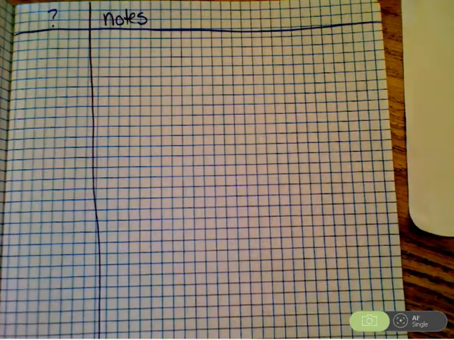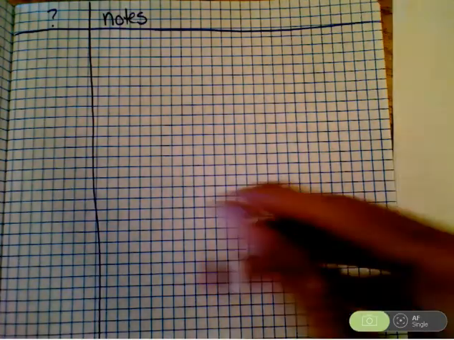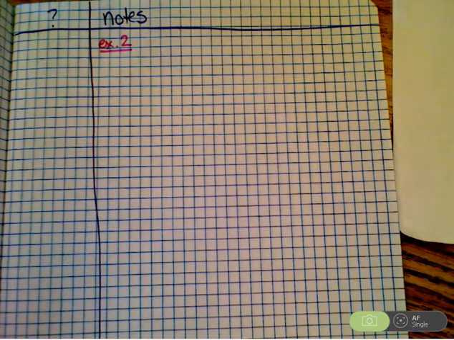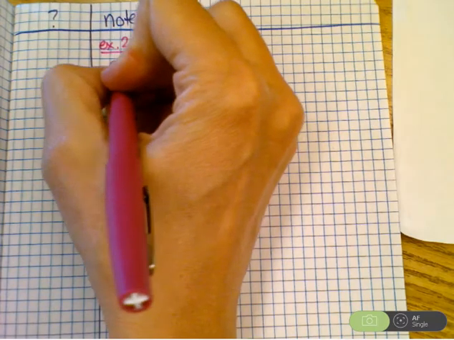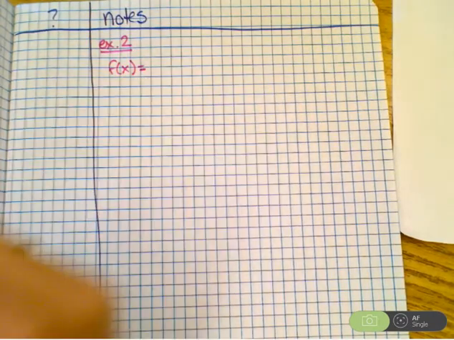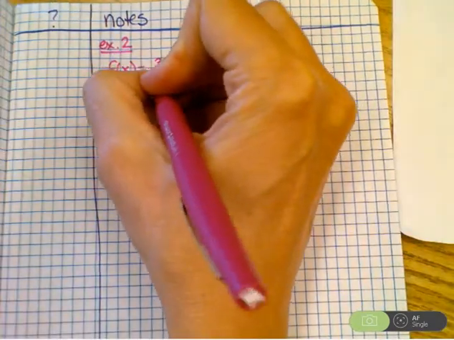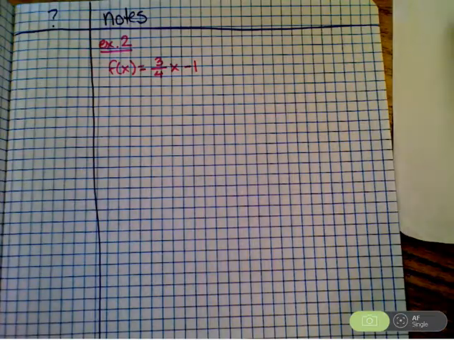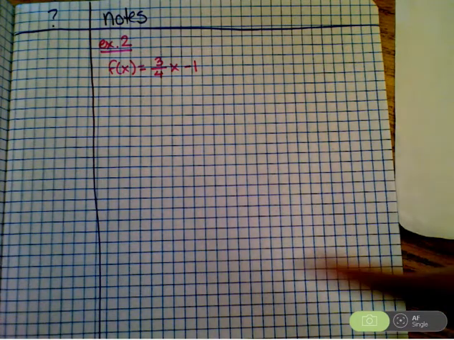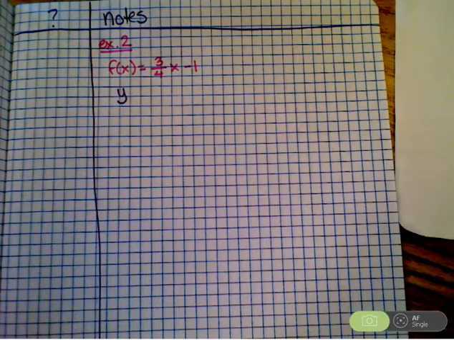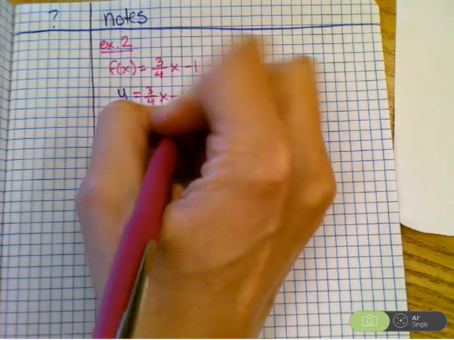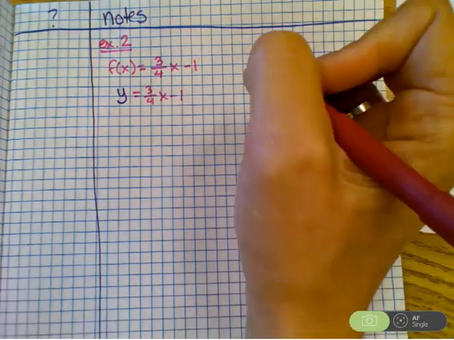Okay, so let's try another example. Switch to an example color, example 2. So in example 2, we are going to start with f of x equals, let's do 3/4 x minus 1. So again, to start, we replace our f of x with y. So we have y equals 3/4 x minus 1. We need to switch our x and our y.